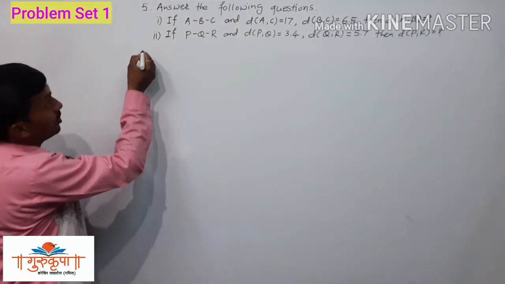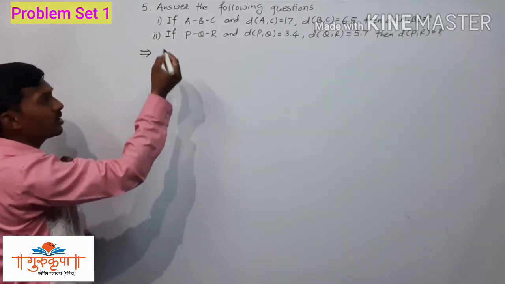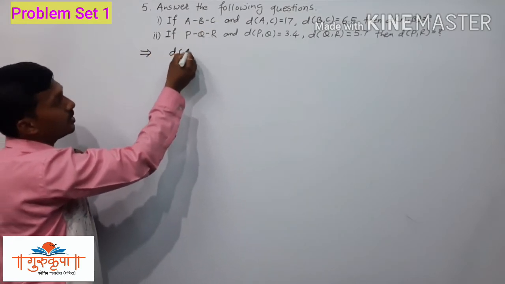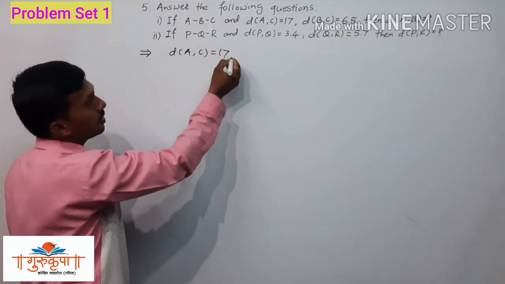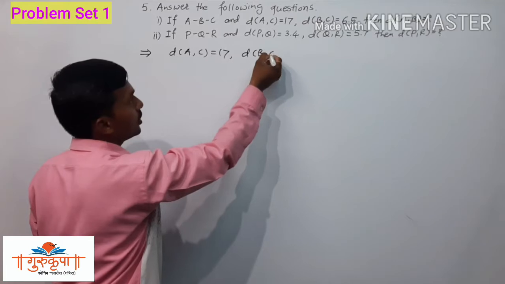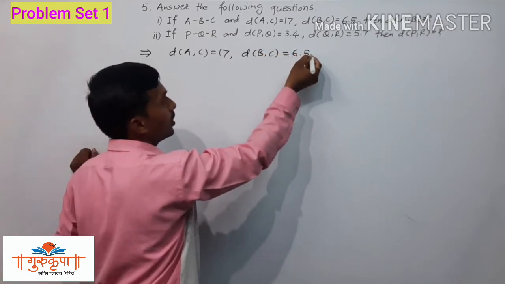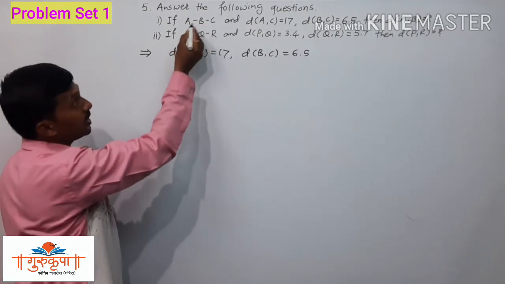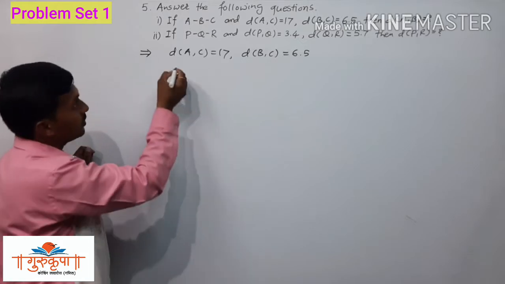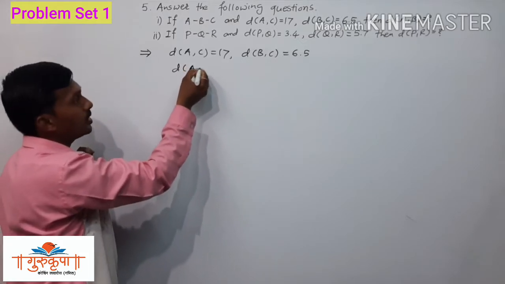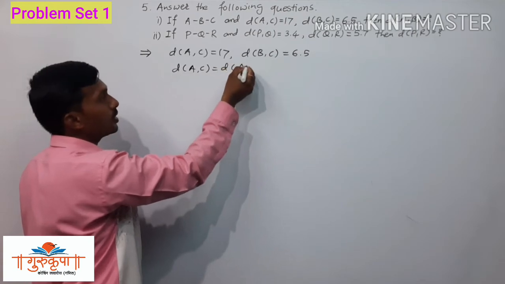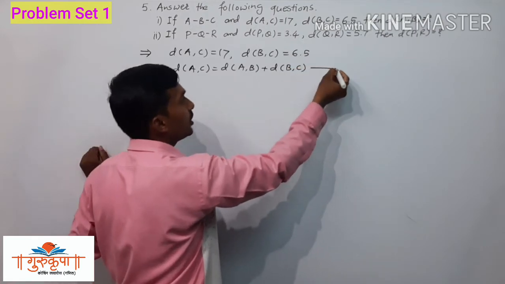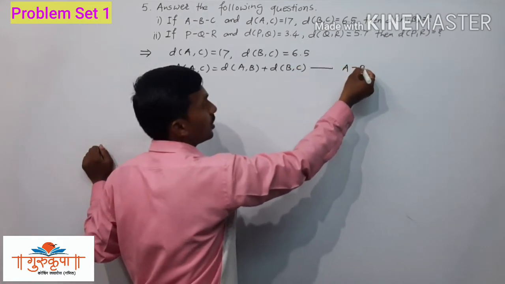So here first we will draw the diagram, or we can just write this relation. Whatever the given information is there, we will write there. That is, distance AC is given 17 units, distance BC is given 6.5, and the relation is that B is in between A and C. It means that we can write AB plus BC is equal to AC. So here we can write distance AC is equal to distance AB plus distance BC, and the reason behind it is B is in between A and C.